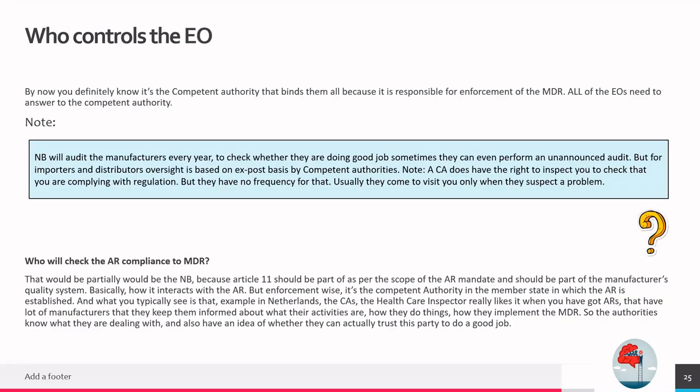Now, who controls the economic operators? All the manufacturers and repackaging and relabeling parties, those other extra two parties. Who controls all these people? By now, you all know it is the competent authority, right? That binds them all because it is responsible for enforcement of the MDR. All of the economic operators need to answer the competent authority.